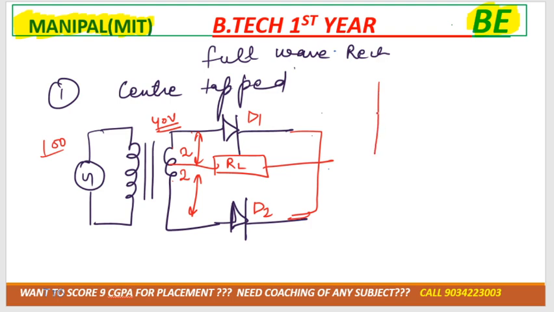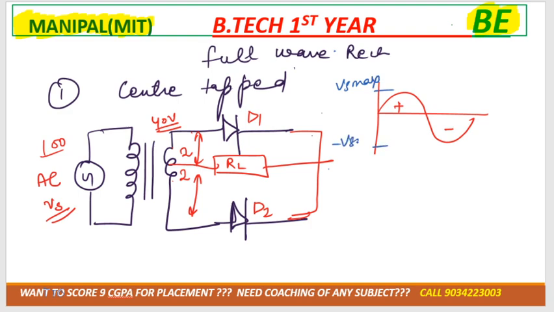So now tell me again, we provide an AC supply with the positive cycle and the negative cycle. Vs is the supply voltage. This would be Vs maximum, and this would be minus Vs maximum. Now in the positive cycle, which diode will work as forward bias? D1, D2 or both? So in the positive cycle, D1 will work.